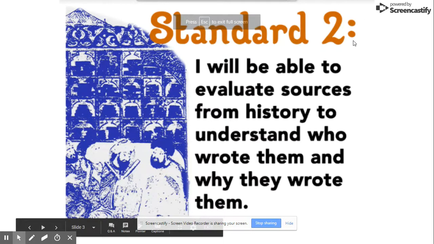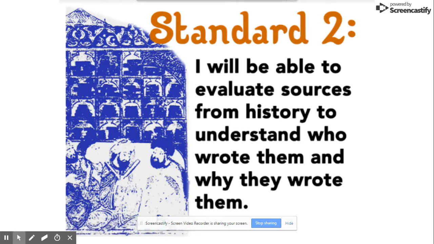All right, guys. So today we are going to go over document-based questions. I'm introducing a new idea here for you that also relates to Standard 2. Just as a quick reminder, Standard 2, we started this with our lesson on primary and secondary sources. Standard 2 says that I will be able to evaluate sources from history to understand who wrote them and why they wrote them.